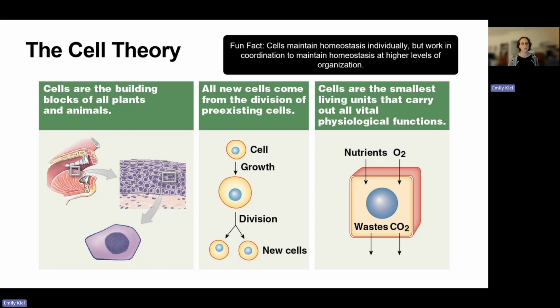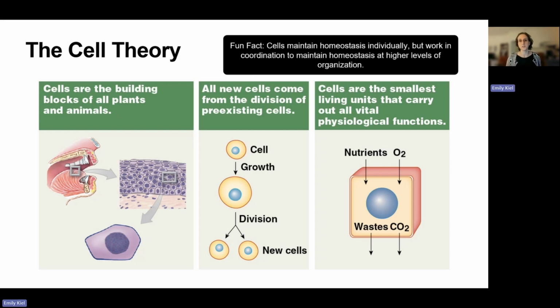Cells are the building blocks of all plants and animals. All new cells come from the division of pre-existing cells. They don't just magically appear. And cells are the smallest living units that carry out all vital physiological functions. So they have nutrients that are turned into wastes, and then they also have some kind of respiration or photosynthesis that's going to help manage energy.